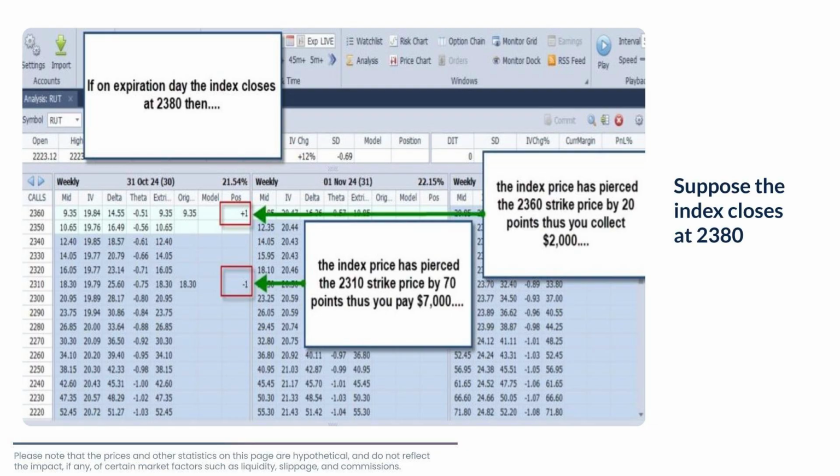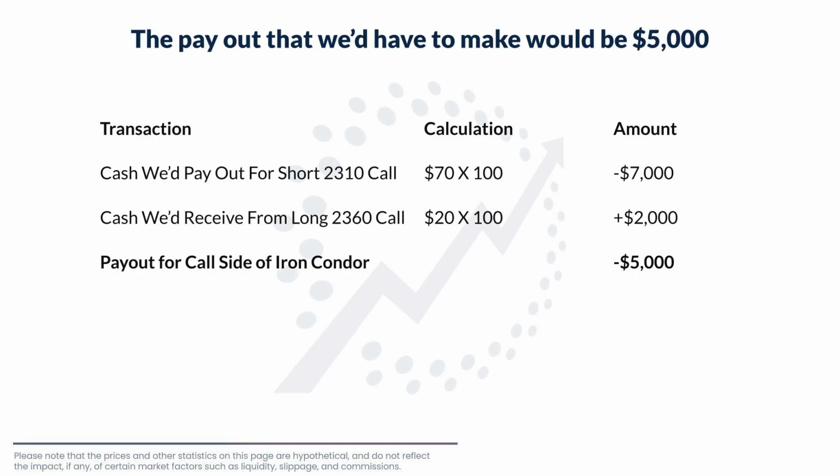Let's say that the index closed at 23.80 on the day this trade expires. Well, in that case, the index closed 70 points above the short call strike price of 23.10. So we'd have to pay out $7,000 for that short call. But since it also closed 20 points above the long call at 23.60, then we collect $2,000 for that one, meaning that we would pay out net $5,000 for the call side of the trade. And in fact, that's the maximum loss that we could possibly experience.